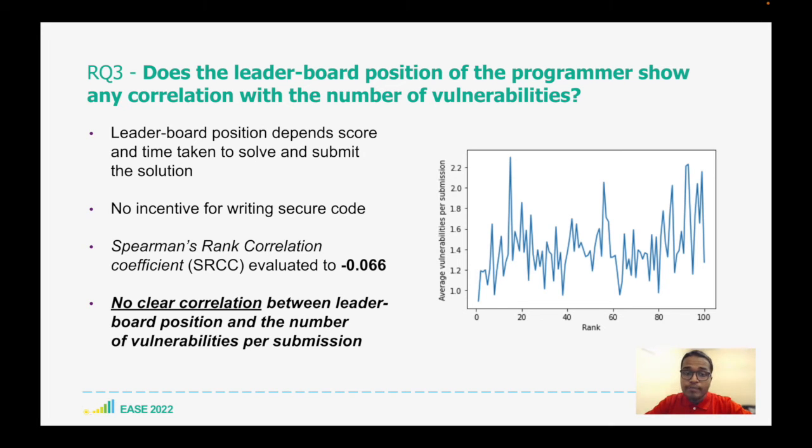Moving on to RQ3, does the leaderboard position of the programmer show any correlation with the number of vulnerabilities? The leaderboard position on most CP platforms depends not only on the score, but also on the time taken to solve and submit the solution. Hence, it's reasonable to assume that coders try to solve and submit their solutions as fast as possible. There is no incentive in the leaderboard scoring rules for writing secure code. We try to investigate if there is any correlation between leaderboard position and the number of vulnerabilities in the submissions, to try and gain insights into whether this scoring scheme encourages insecure coding practices.